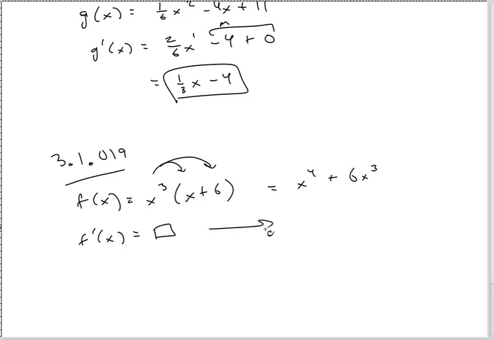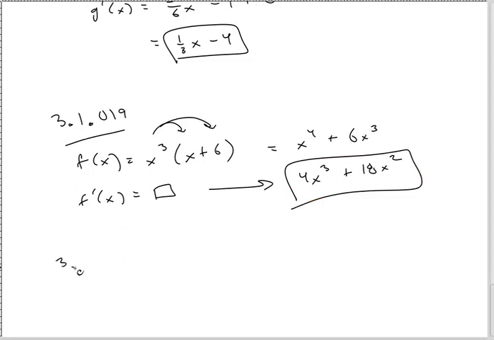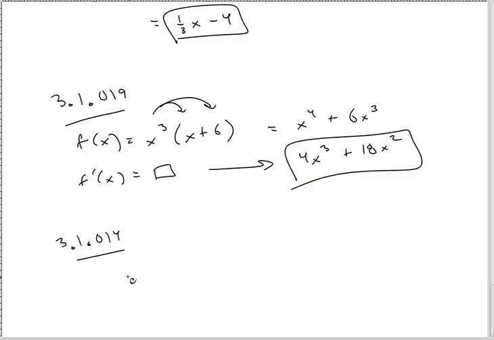And so then when I take my derivative of this, that's going to be 4x cubed plus 18x squared. 3 times 6 is 18, right? Yep. Cool. There it is. That's it. Very simple. Bring it down, multiply it, simplify it if you need to. Done. Very simple. Next question.